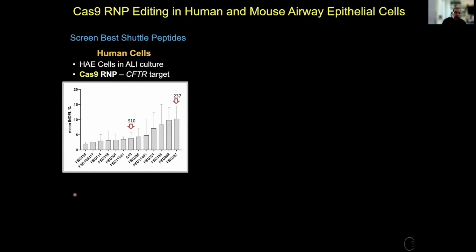So the next slide shows results for Cas9 RNP editing in human and mouse airway epithelial cells. So first in human cells, we delivered a Cas9 RNP targeting the Cftr gene. And you can see with various candidate peptides, with S10 in the middle here, the starting peptide we used, we've been able to improve the efficiency of editing, indel frequency with newer peptides.